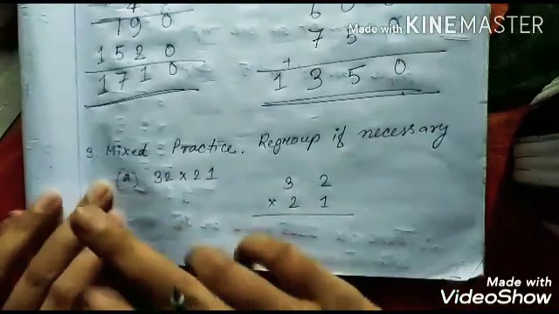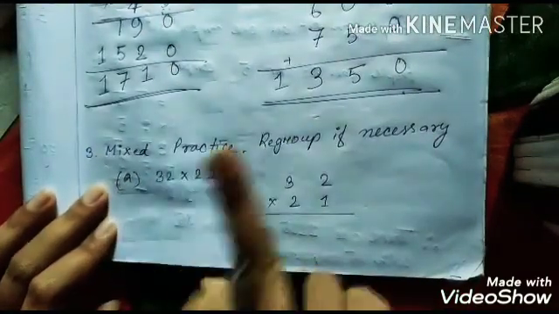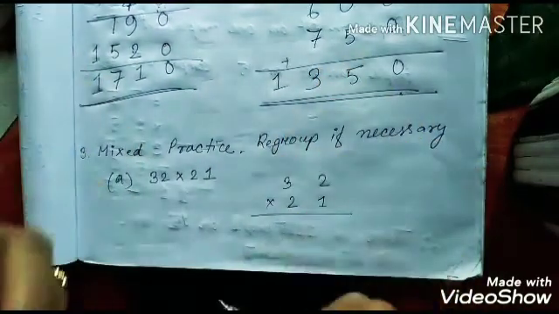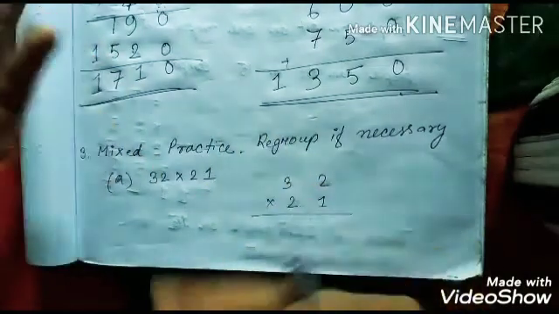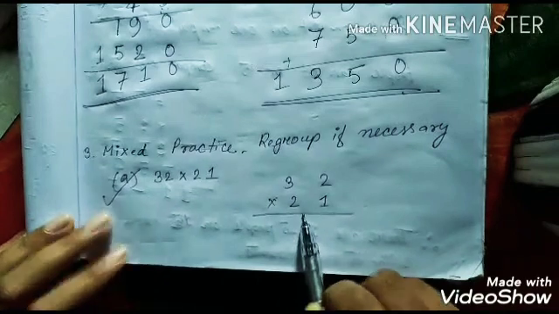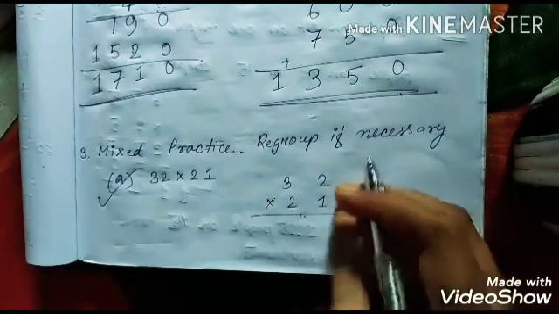Next, question number 3 is given: mixed practice, regroup if necessary. So here there is a mixed problem, meaning you may have to regroup or may not. Let's see, I'm solving for A number. So 32 into 21 is given. So I have to write it this way and start the steps.